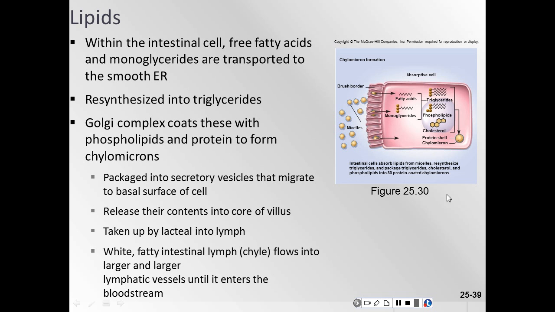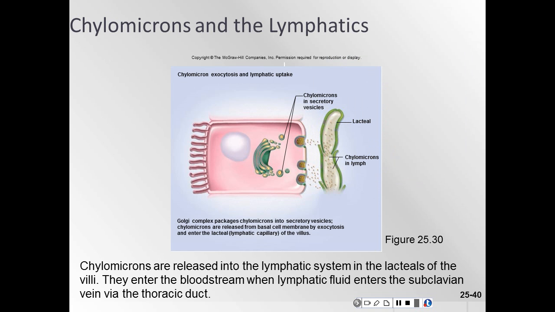Okay. Now it packs these into vessels that are going to migrate to the basal membrane of the cell and release their contents into the core of the villi, or the villus. Now the chylomicrons are too large to penetrate the epithelium of the blood capillaries, and are instead taken up by the lacteals in the lymphs. Now the fatty intestinal lymph eventually flows through the cisterna chyli to the thoracic duct and then into the bloodstream at the left subclavian vein. Here we go. This diagram here for you guys to look at.